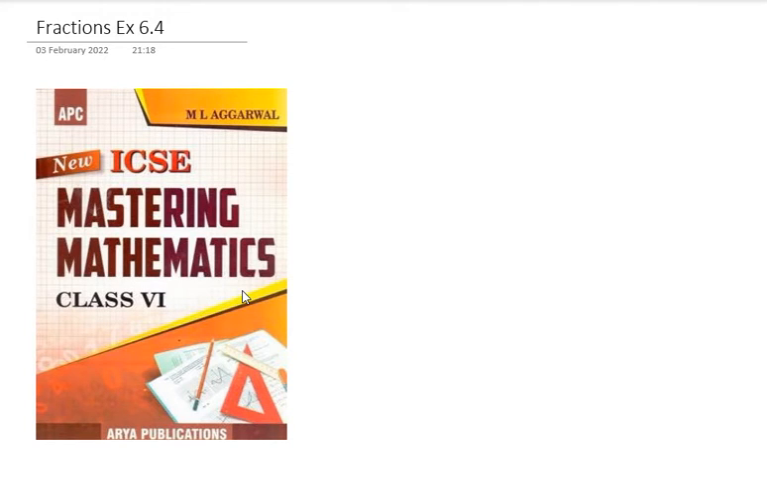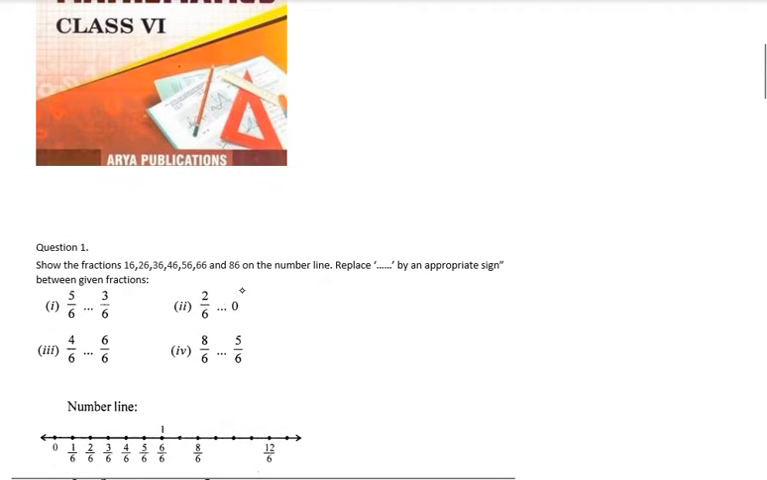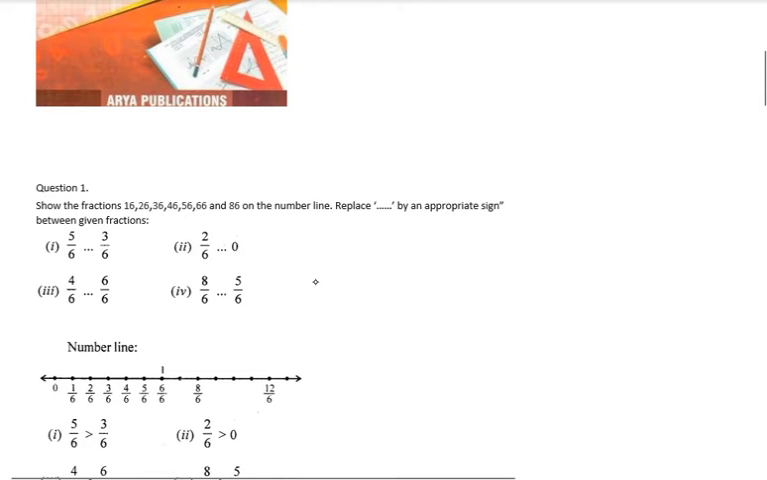Hello students, this is Sumit and today I am going to discuss the next exercise on fractions, that is exercise 6.4 from the book ML Aggarwal Mastering Mathematics class 6. As we have discussed fractions in the last class, let's use the further applications of fractions.